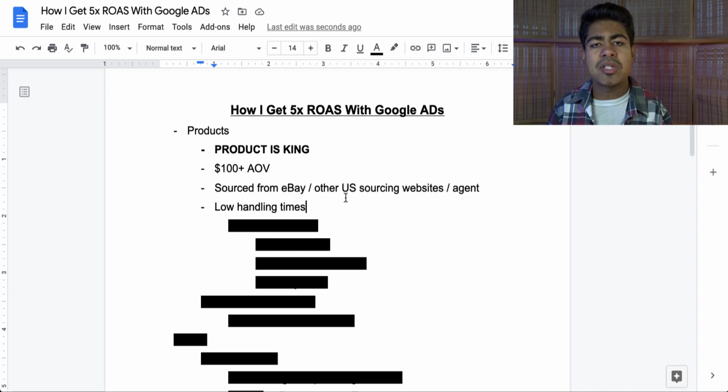And with Google, there's a special kind of product required. It's not just any product that is useful, quirky, has a wow factor, like you would with Facebook. With Google, here's the following criteria. Number one is that you want to be looking at products above $100 average order value.